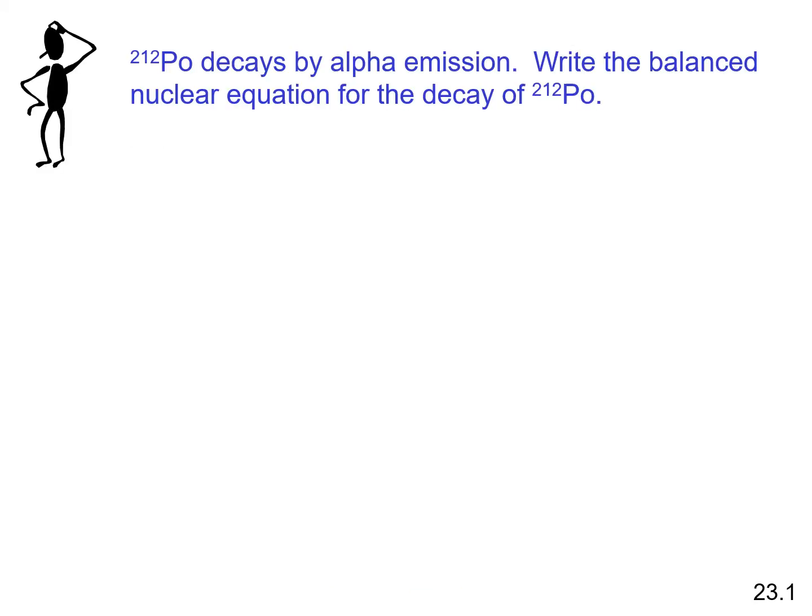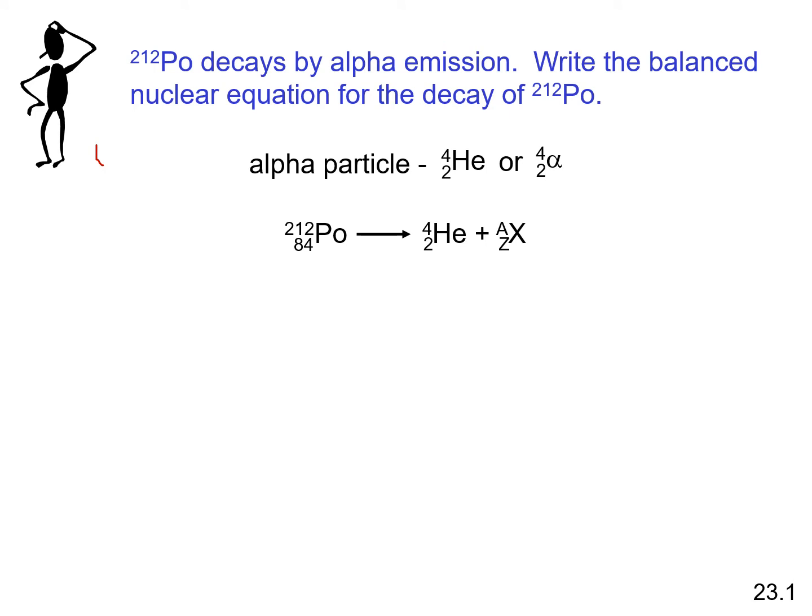Okay. So for example, in this sample problem, polonium-212 decays by alpha emission. Write the balanced nuclear equation for the decay of polonium-212. First you write the polonium, so the formula, no? So polonium-212, and then you check in the periodic table the atomic number, so it's 84. It emits an alpha particle, or a helium, so that's one of the products.